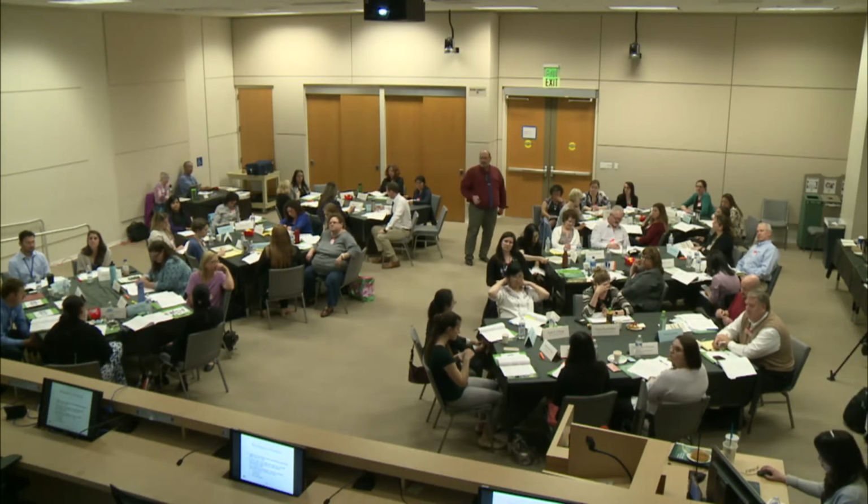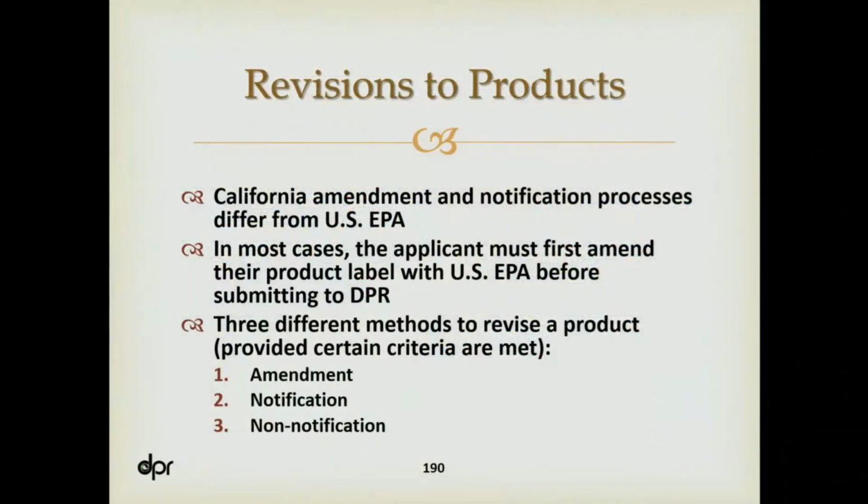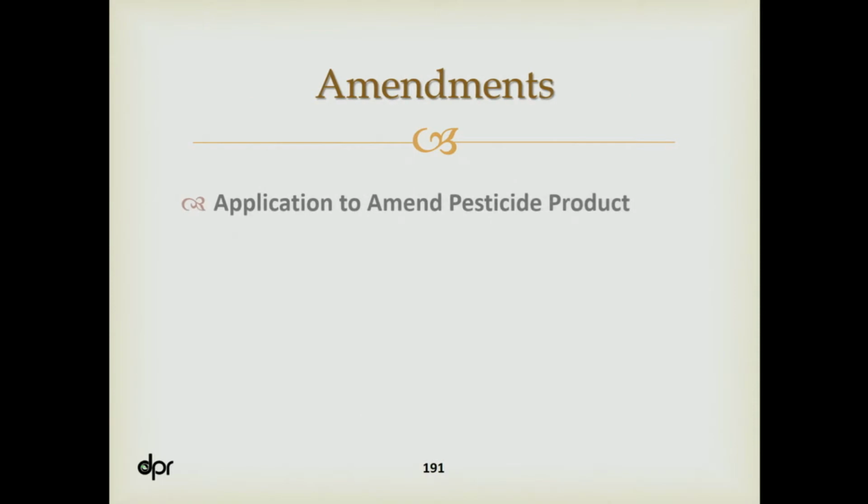there are 3 different methods to revise the product, providing that specific criteria are met. The 3 different types are amendment, notification, and non-notification. And we're going to discuss this right now.